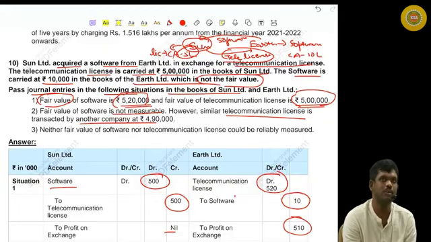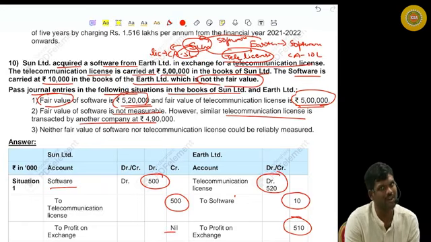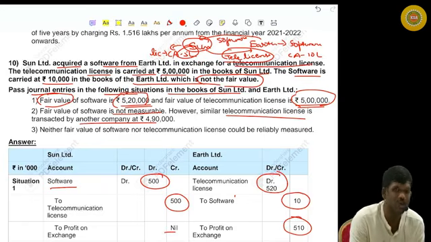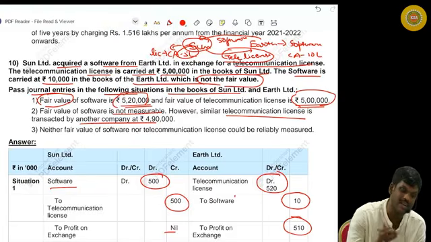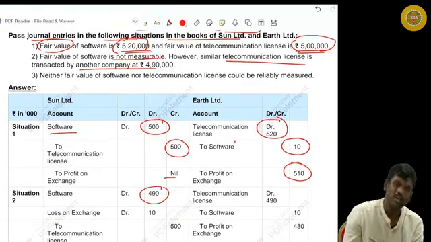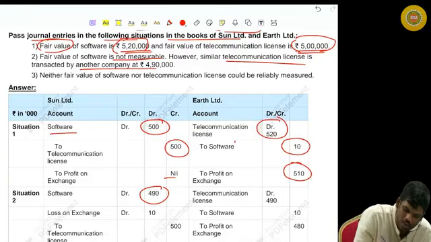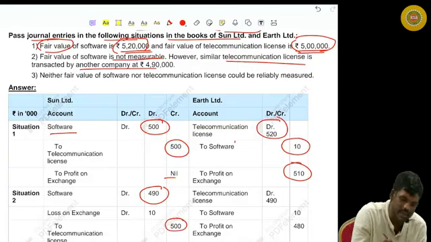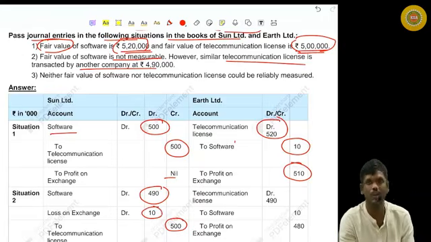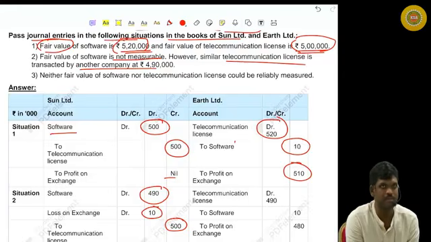Now let us first think from Sun Limited's perspective. The asset Sun Limited is giving up is the telecommunication license. Do we know the fair value of the telecommunication license? Yes. What is the fair value? 4,90,000. So software account debit 4,90,000. He is giving up the telecommunication license, so the carrying amount is credited. So to telecommunication license 5 lakhs. The remaining 10,000 will be a loss which will be taken to P&L. Clear?